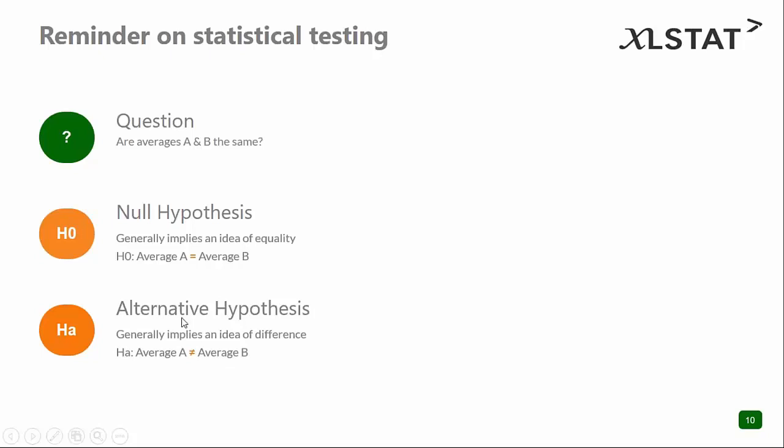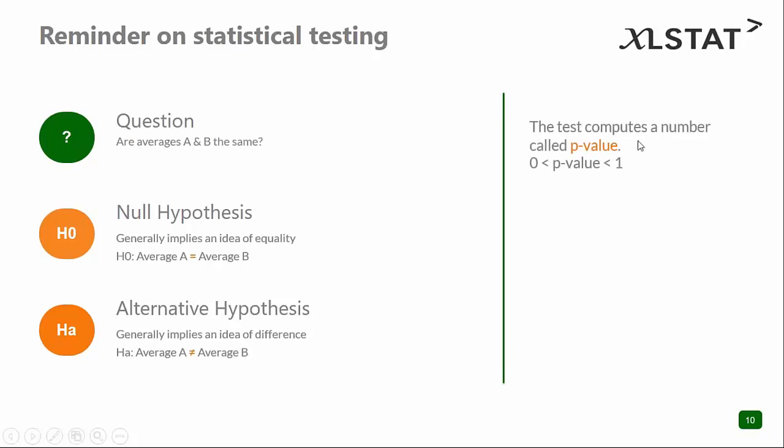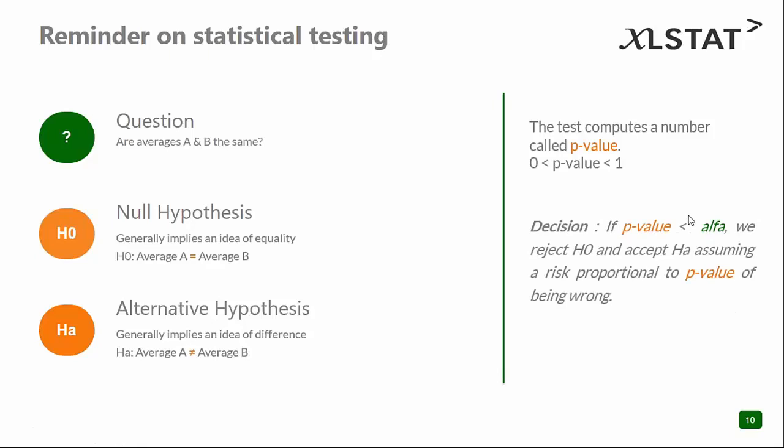Statistical tests compute what we call a p-value. And this p-value will let us decide on the rejection or not of the null hypothesis and the acceptance or not of the alternative hypothesis. The p-value ranges between 0 and 1. So usually, if the p-value falls below a certain threshold, alpha, we reject H0 and we accept HA, assuming a risk proportional to the p-value of being wrong. So usually if the p-value is lower than this risk threshold, we can reject the hypothesis that the averages are equal.